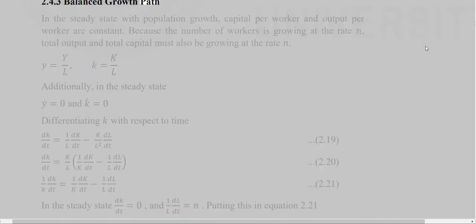2.4.3 Balanced Growth Path. In the steady state with population growth, capital per worker and output per worker are constant. Because the number of workers is growing at the rate n, total output and total capital must also be growing at the rate n. Additionally, in the steady state, k̇ equals 0 and ẏ equals 0. Differentiating K = kL with respect to time, K̇ = k̇L + kL̇ (2.19), K̇/K = k̇/k + L̇/L (2.20), K̇/K = k̇/k + n (2.21). In the steady state k̇ equals 0 and L̇/L equals n. Putting this in equation 2.21, K̇/K = n (2.22).